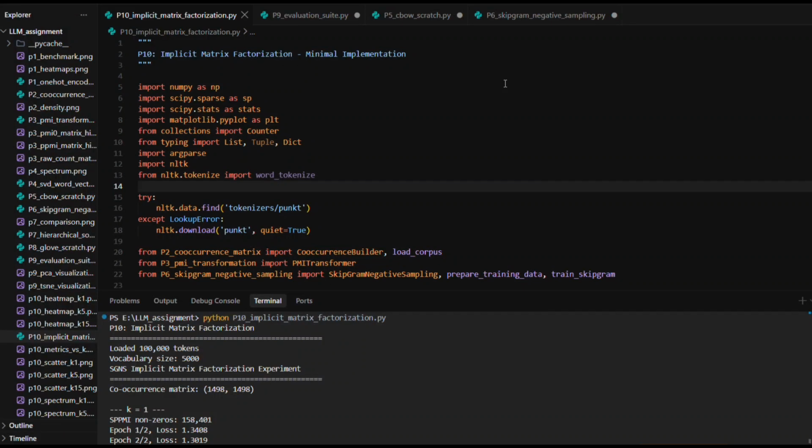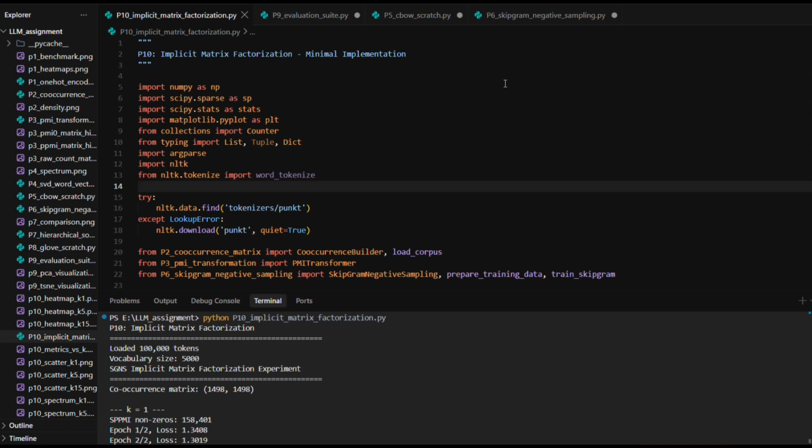In this video, I'm going to explain implicit matrix factorization. The main idea of this program is to demonstrate the relationship between skip-gram with negative sampling, or SGNS, and the shifted positive PMI matrix, also known as SPPMI. In simple terms, we are checking whether the word embeddings learned by SGNS approximately reconstruct the same information contained in an SPPMI matrix.